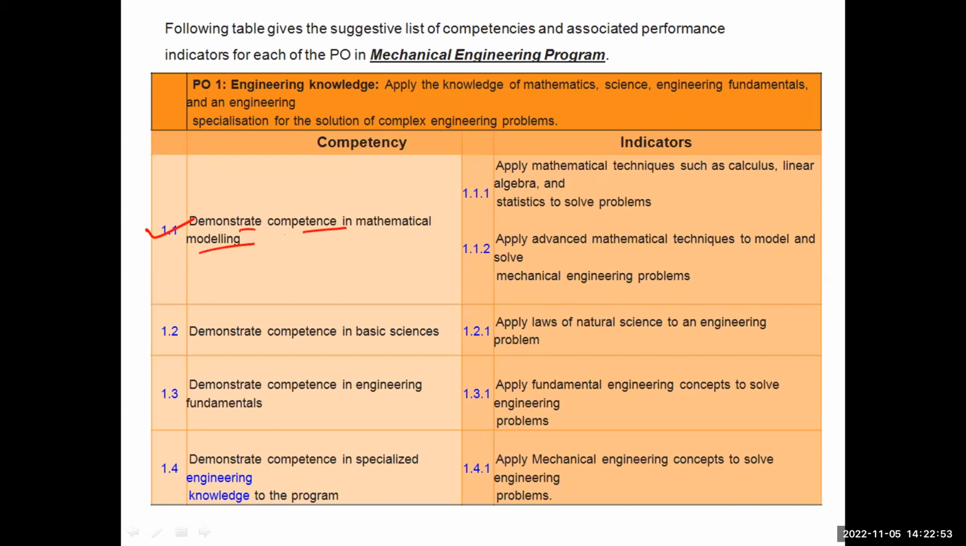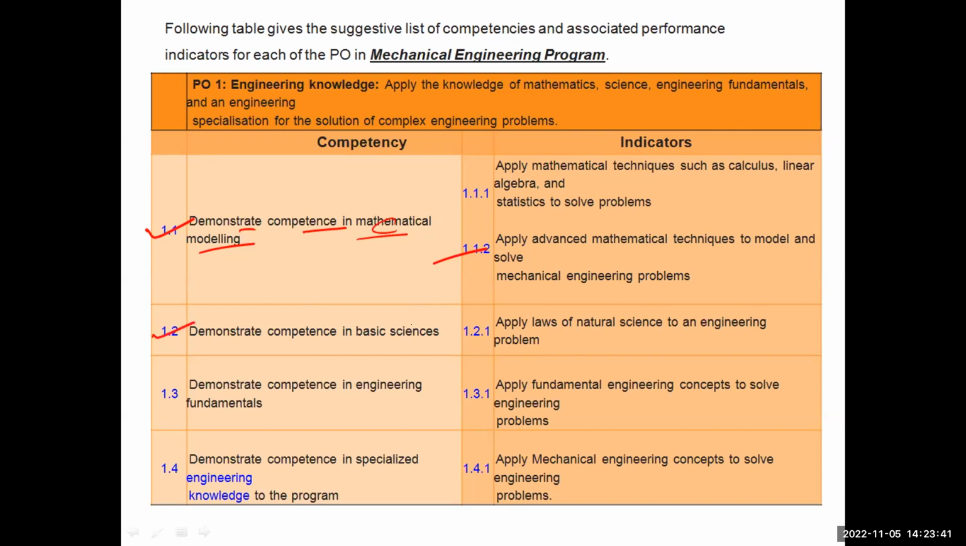And if some genius asks what is engineering, engineering is nothing but knowledge of mathematics. So mathematical modeling is required. Then this is a competency, that means mathematical modeling competency should be there with the student. Then what are the indicators for that? Indicators are: apply mathematical techniques such as calculus, algebra, and other branches to solve the problem. Similarly, competency 1.1 has another performance indicator: apply advanced mathematical techniques to model and solve mechanical engineering problems. So these are the 2 performance indicators for competency 1.1.